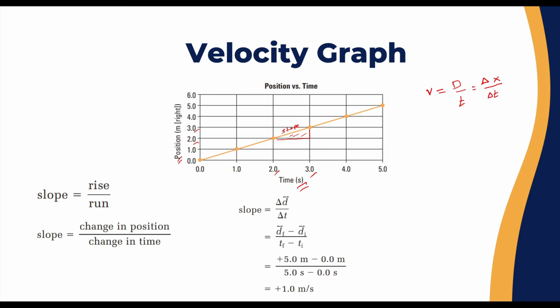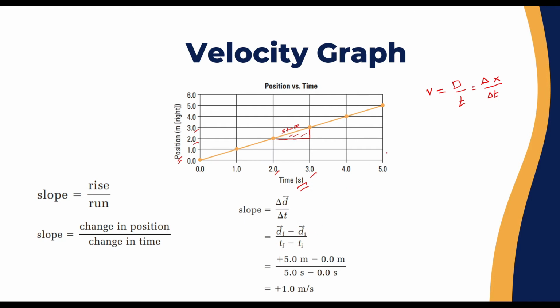In simpler form, related to the velocity, we can say slope equals the change in distance over the change in time, or delta x over delta t, and that would be x final minus x initial over t final minus t initial.